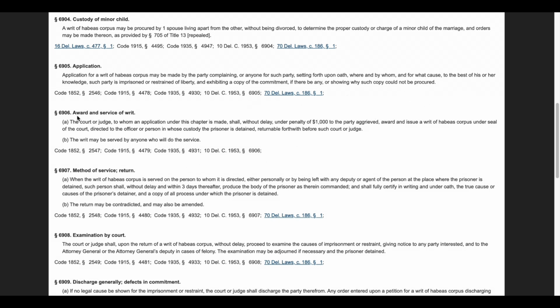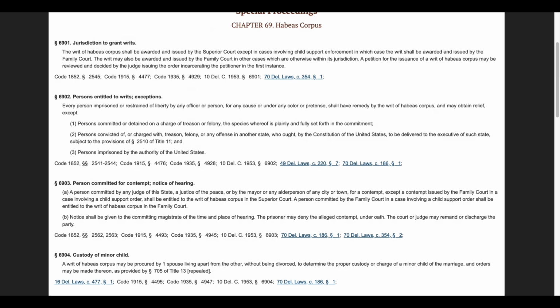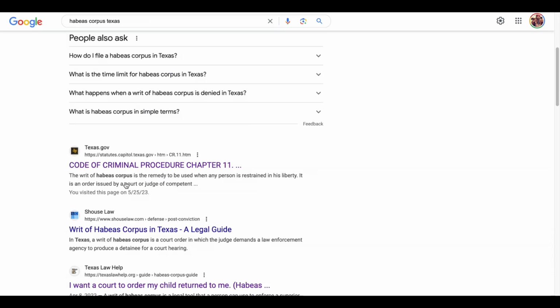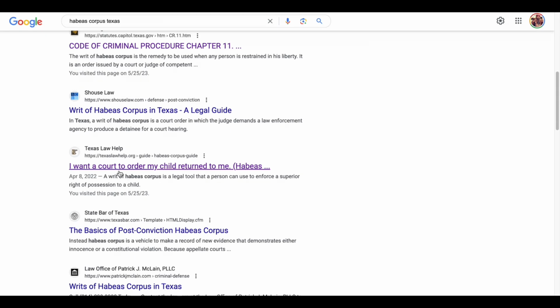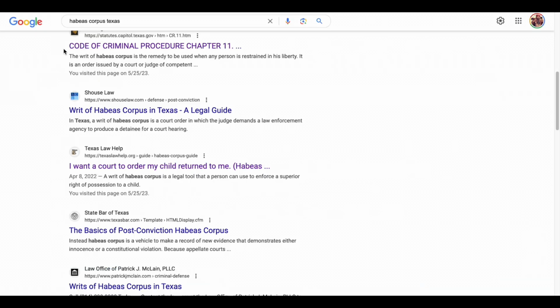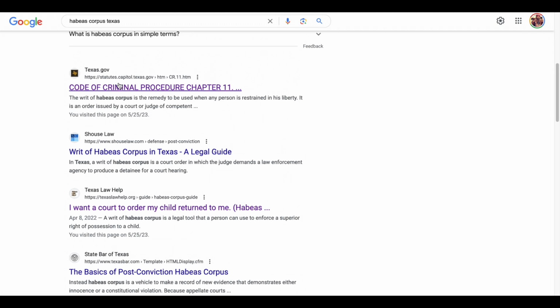Same thing. Let's see. There's something I'm gonna show y'all. Just kind of show y'all this habeas corpus. Just gonna go to Texas, just to kind of jump back on it real quick. All of them say the same thing pretty much. Not that. See. So remedy used when any person is restrained in his liberty. See?